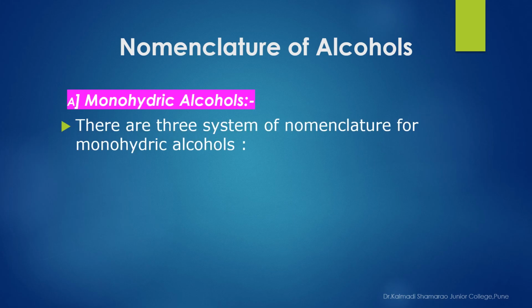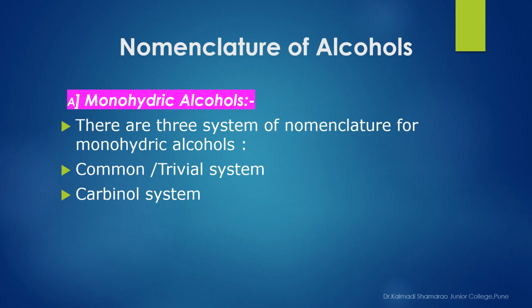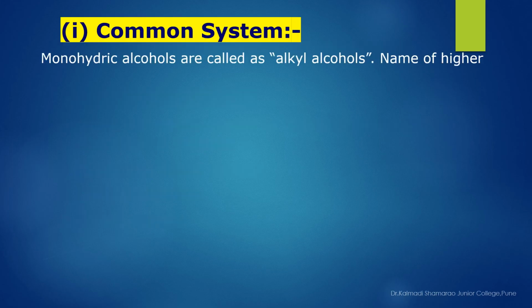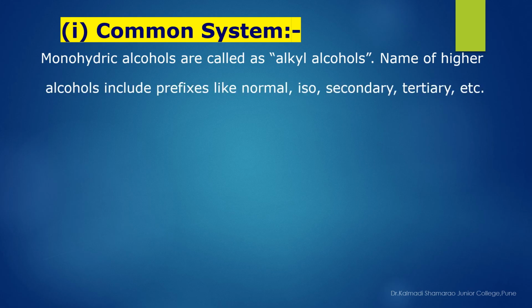There are three systems of nomenclature for monohydric alcohols. First, common or trivial system. Second, Carbinol system. Third, IUPAC system. First, common system. Monohydric alcohols are called alkyl alcohols. Names of the higher alcohols include prefixes like normal, iso, secondary, tertiary, etc.